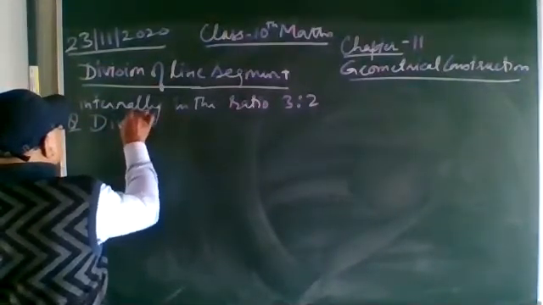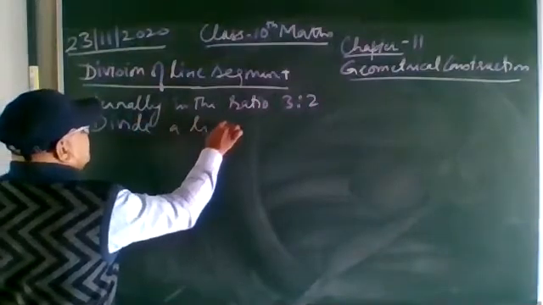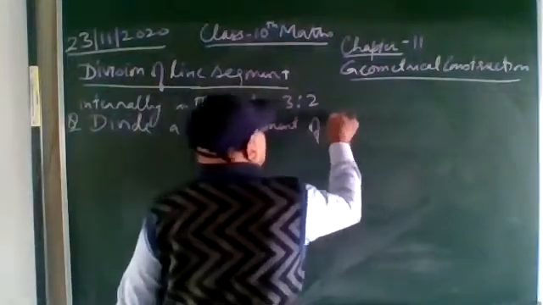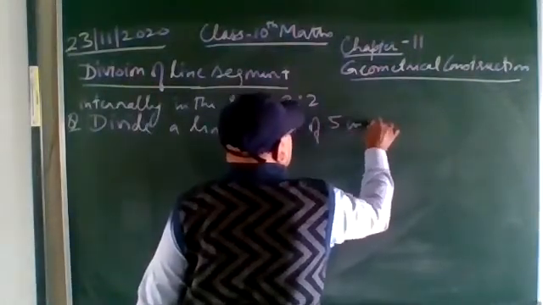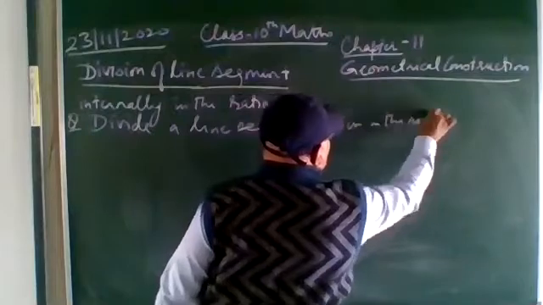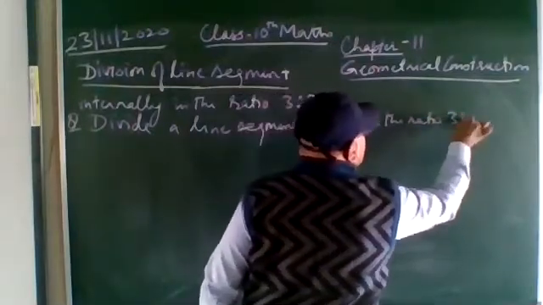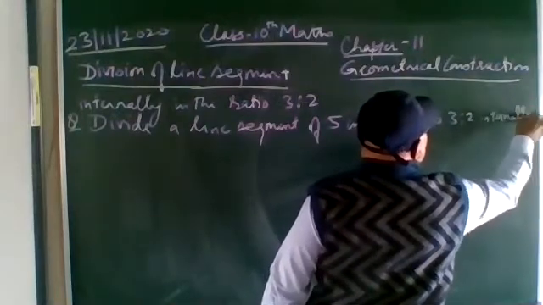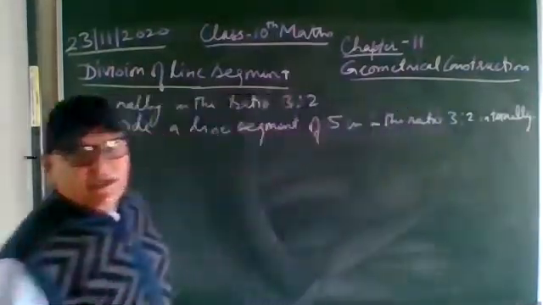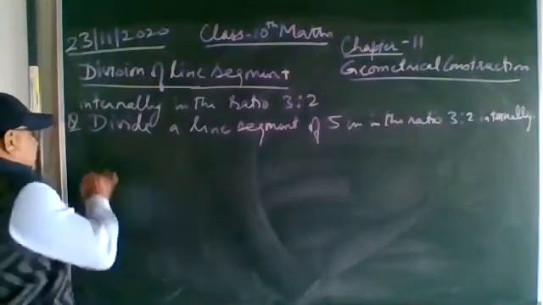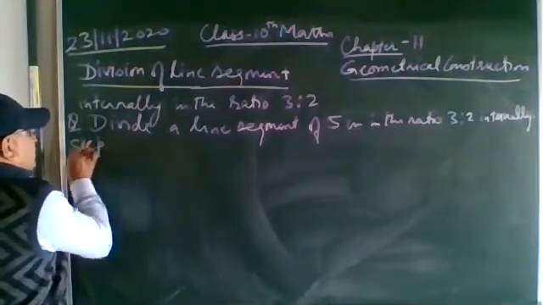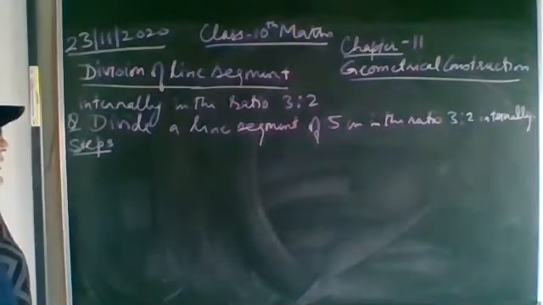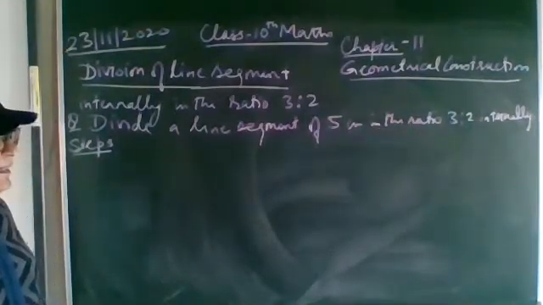Divide a line segment of 5 centimeter in the ratio 3 is to 2 internally. Now, steps you must know, how to make the line segment and divide in the ratio 3 is to 2 internally.